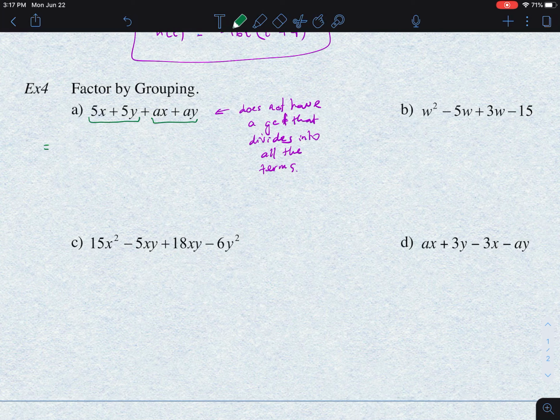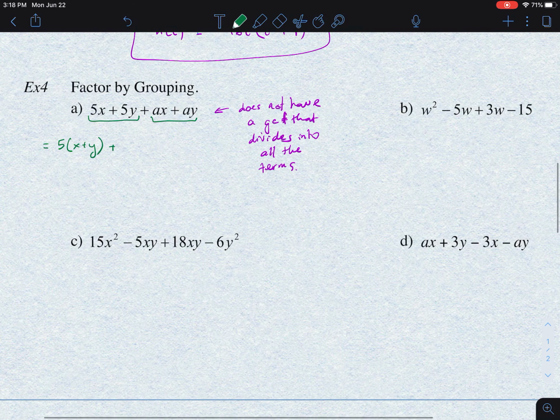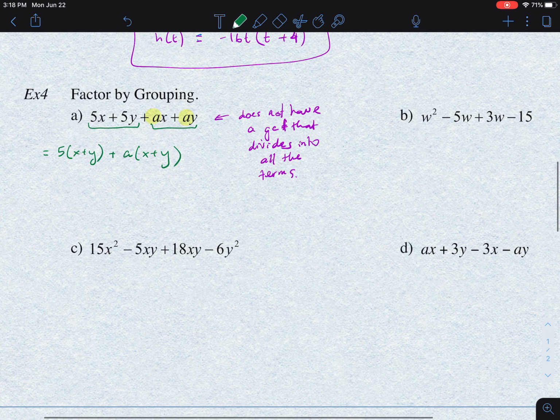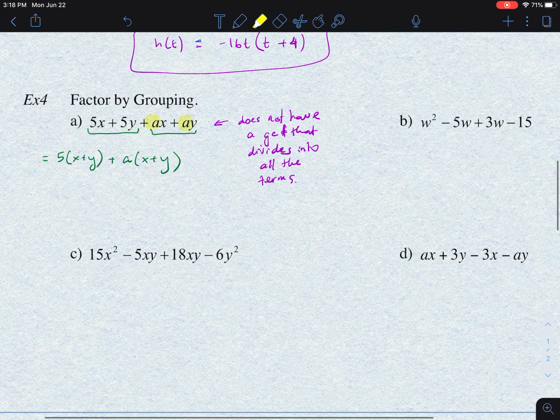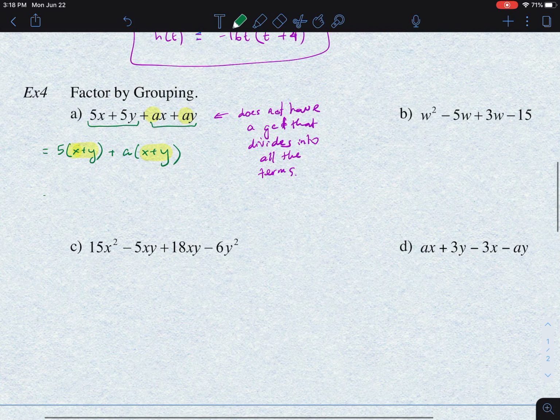So if I group the first two terms, the GCF is going to be 5, so that becomes 5 times x plus 5. And a is the GCF for the next two terms, so we can take out an a, and then we have x plus y, right? So now when we get to this step, I notice that x plus y is the common factor of these two terms here. So I can take that out as a GCF, and that leaves me 5 plus a.